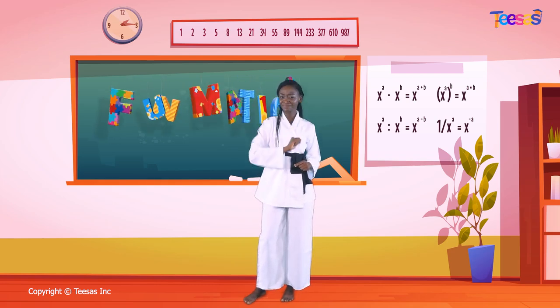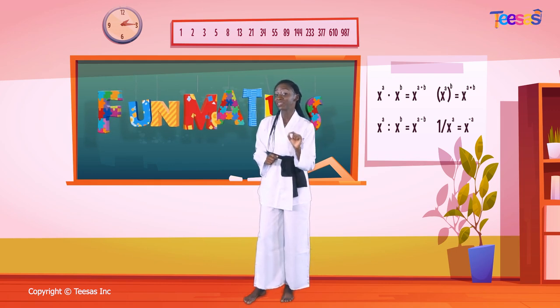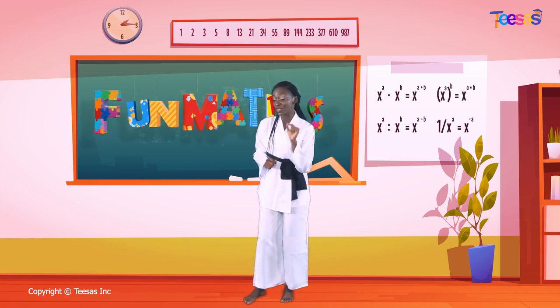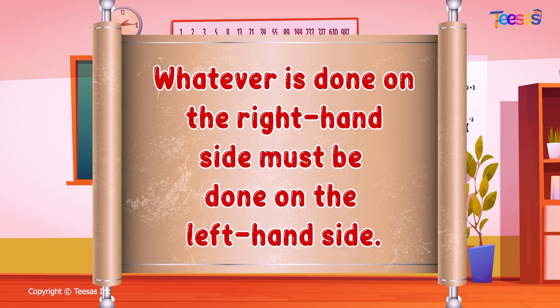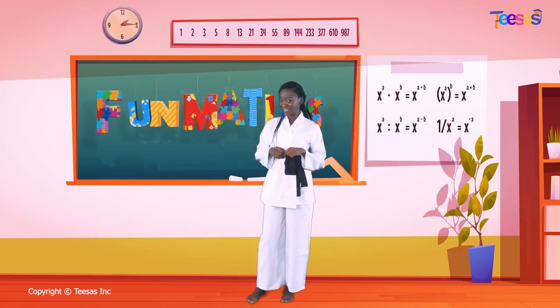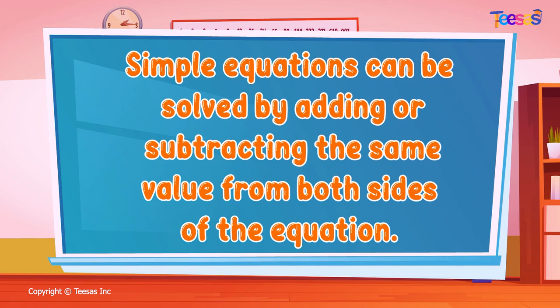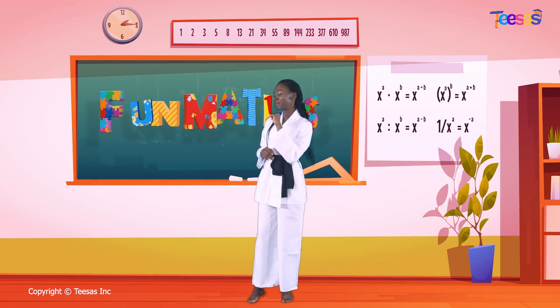Hold on! Oh, there is a golden rule we must follow in solving simple equations. Whatever is done on the right-hand side must be done on the left-hand side. The big question now is, how can we solve simple equations? Simple equations can be solved by adding or subtracting the same value from both sides of the equation. Think about it.